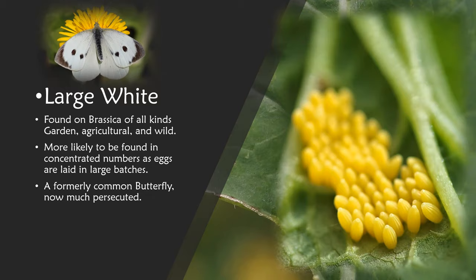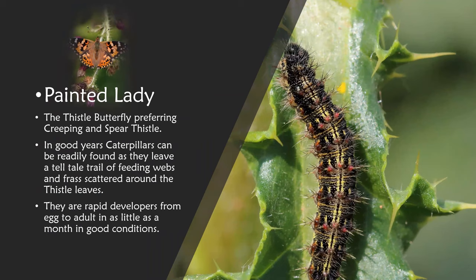Finally, for the larval section, we have Painted Lady, the only butterfly larva you will find on thistle, really. Creeping thistle and spear thistle are the most popular places to look. In good years, thistle patches can be quickly devastated by them. They leave behind a debris of frass and webbing that is unmistakable. 2019 obviously was a good year to go looking for them. 2020-21, not so much. Painted Lady years on the scale of 2019 are a bit of a rarity.